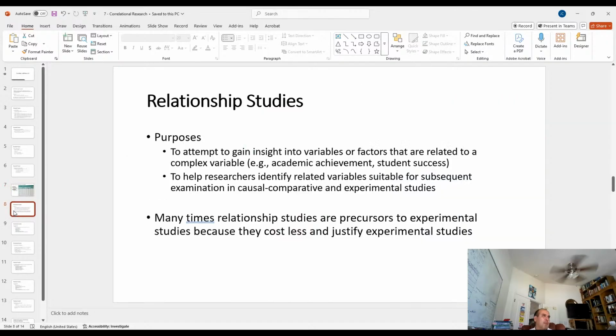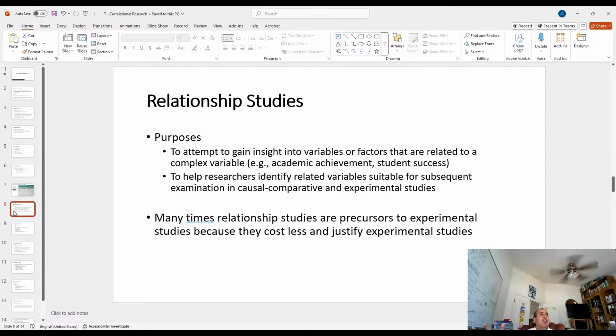Okay. All right. So then you have the relationship studies, where the purpose is to attempt to gain insight into the variables or factors that are related to complex variables such as academic achievement, student success, after school success, anything that you want to measure that you think is worthwhile, that's going to help you to expand those programs or to invest more money and resources in the programs that truly help students.